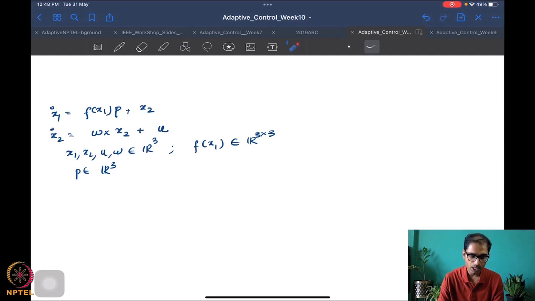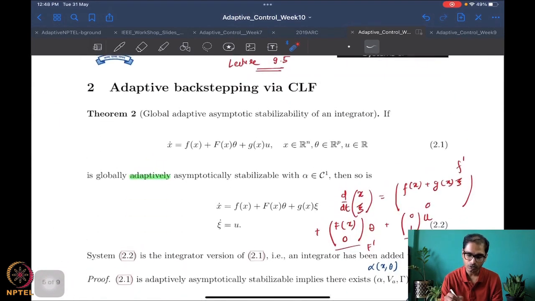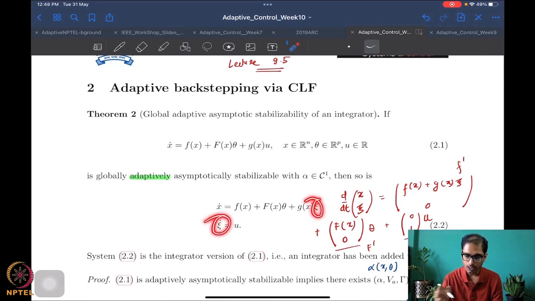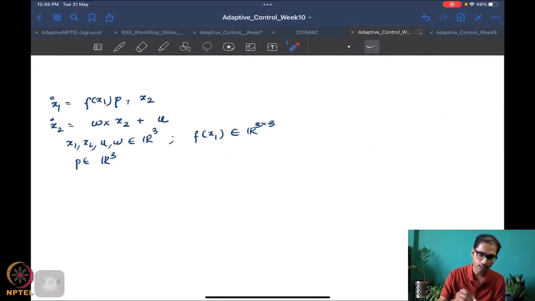Now remember, until now, for the ACLF method and the ACLF backstepping method, the control was always assumed to be a real number. Again, psi was also a real number because it had the same dimension as the control. But here, our control and this x2, which is a psi state, is in R3. So we are still going to try to use the tuning function ACLF method, and hopefully it works. All right, let's give it a shot.